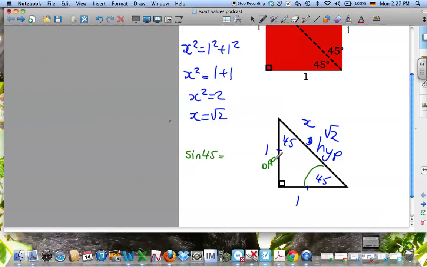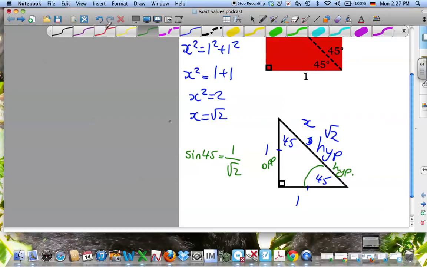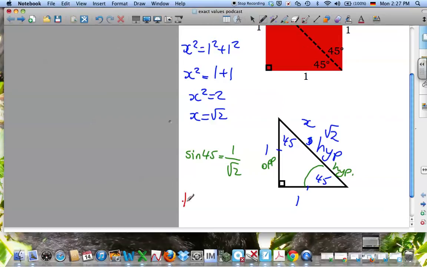And so I want the opposite and the hypotenuse. This is the hypotenuse. The hypotenuse doesn't change, it's always the same one. So opposite is 1, over hypotenuse, which is root 2. Okay, and let's go and find tan, for example.